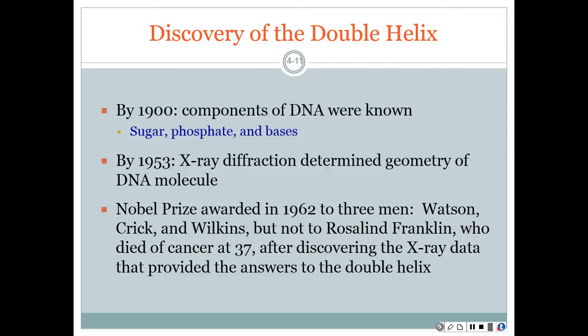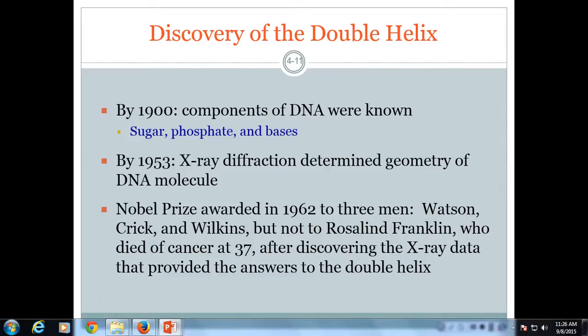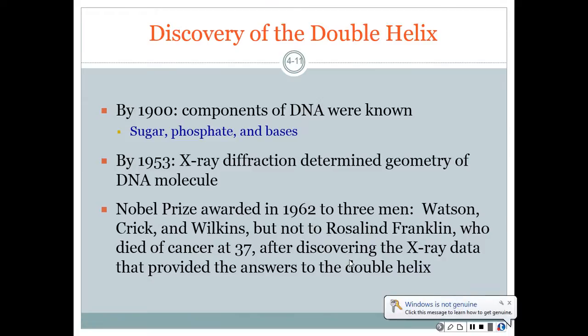Now, unfortunately, Dr. Franklin was not honored, like I mentioned earlier, and she died at the age of 37. And they're saying it had to be due to utilizing the X-ray diffraction machine that she was using to get these pictures.